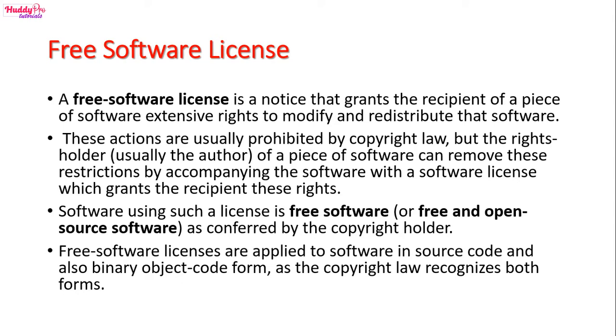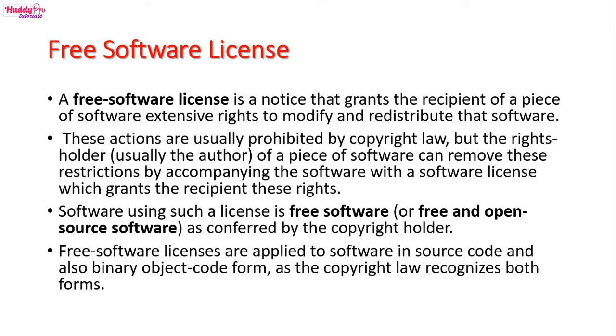The free software license is simply a notice, or you can call it a document, that grants the recipient of a piece of software, most probably the user, extensive rights, high-class rights, to modify or to change and to redistribute. That means the user can distribute again the software that they have acquired. So which actions are we talking about?